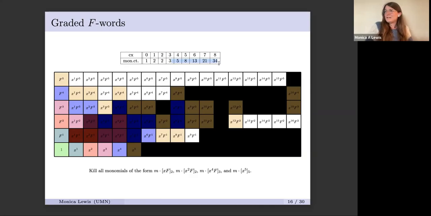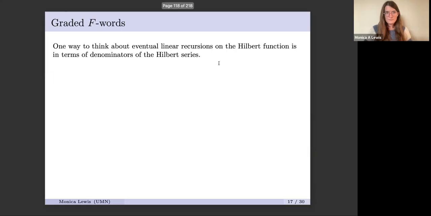And is that really that concerning to us, right? If you think about the case where we're dealing with Hilbert functions of finitely generated modules over a polynomial ring, we don't always get something that is always a polynomial function of the degree. We get something that is eventually a polynomial function of the degree. So maybe the fact that this is only eventually linear recursive is not the biggest deal in the world.